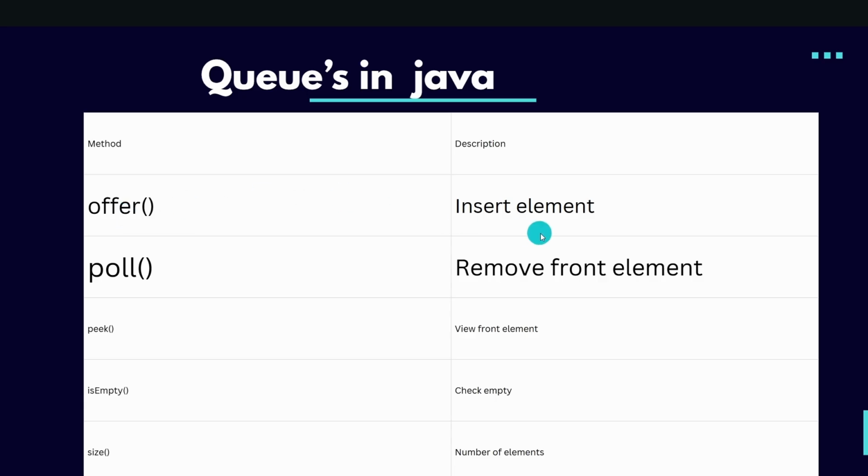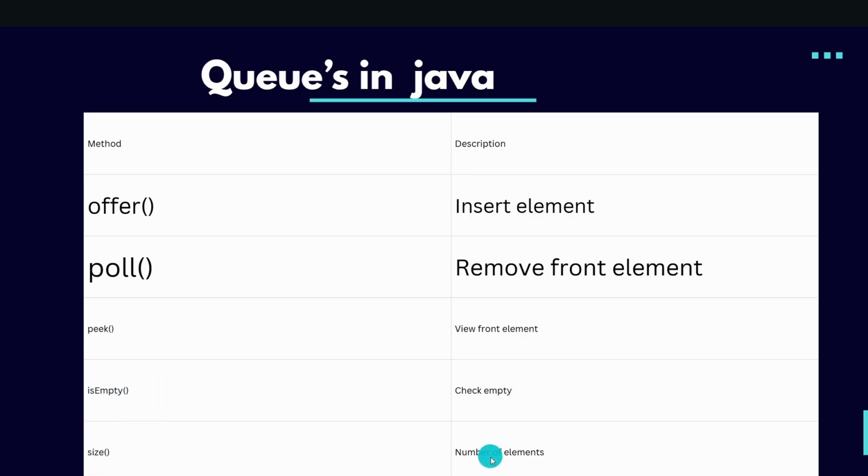So the first implementation that we are going to see is with the help of the inbuilt Java classes, that is the offer. Offer means insertion of an element. So the next one is poll. Poll means remove the front element. Okay, peek means view the front element, and isEmpty means check whether the queue is empty or not.